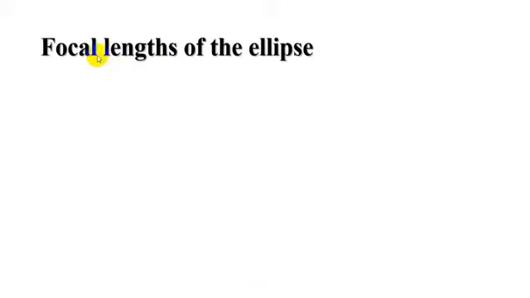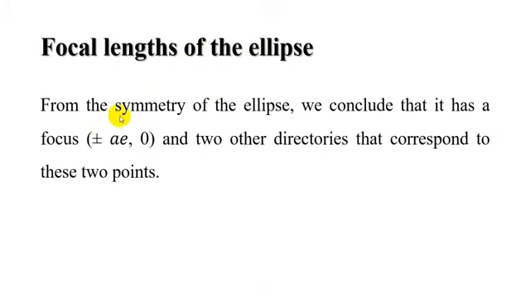If we want to get the focal length of the ellipse, by the symmetry of that ellipse we conclude that our focus comes from (AE, 0), where 0 is y. So that means that we are talking about a horizontal ellipse, not a vertical one. And this is the general equation we have, corresponding to x equal a over e, plus or minus.